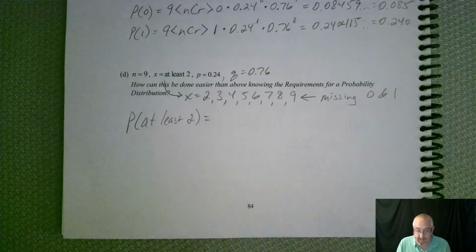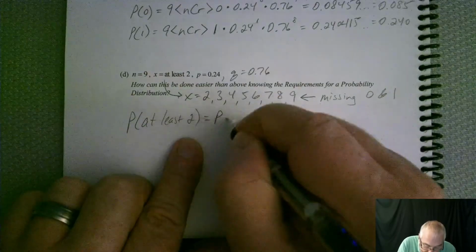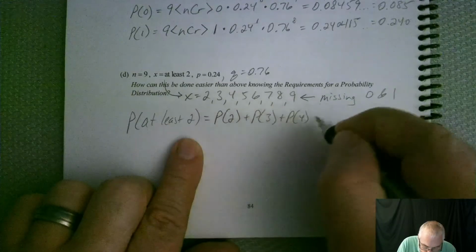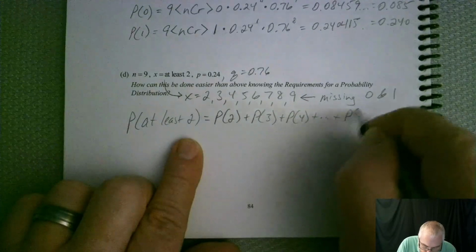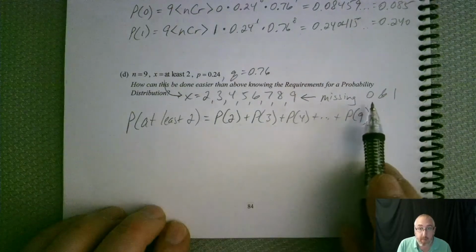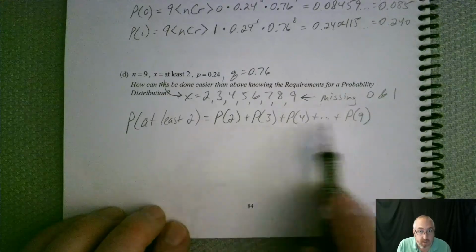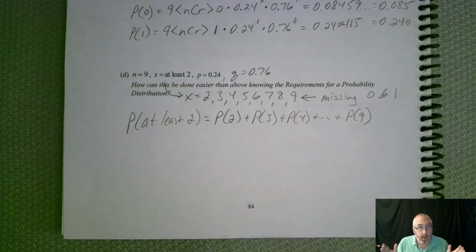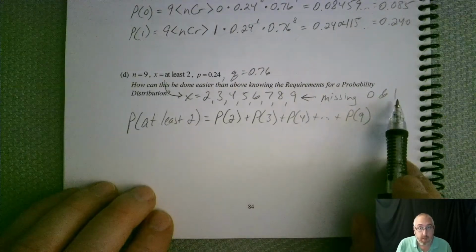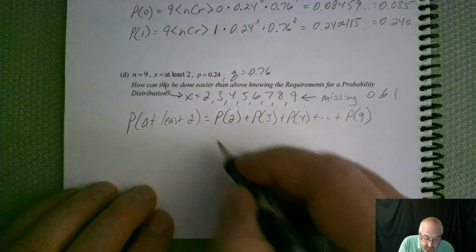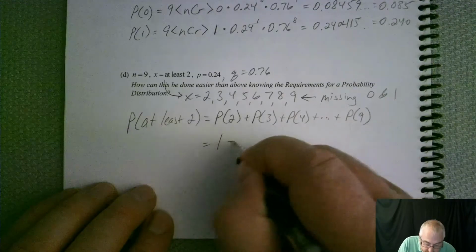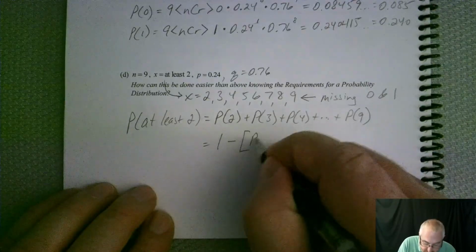So now the first thing we know is that at least 2 means that we would have to add all of these probabilities up, right? And all the way up to 9. And now, like I said, if I added the probability of 0 and the probability of 1 to this list, that gets me up to a 1 total. But I don't have those 2 in there. So this sum is going to be the same as if I took 1 and subtracted those 2 that were missing from that list.